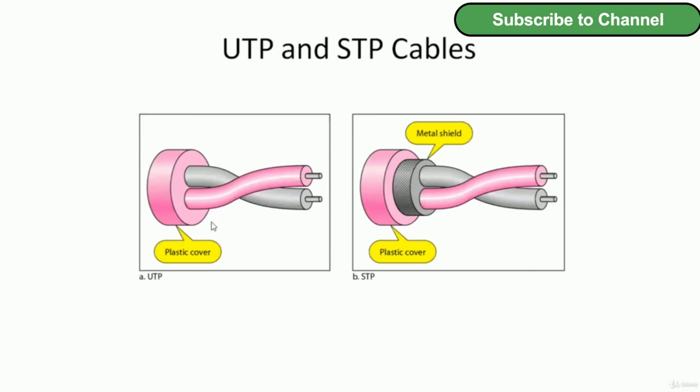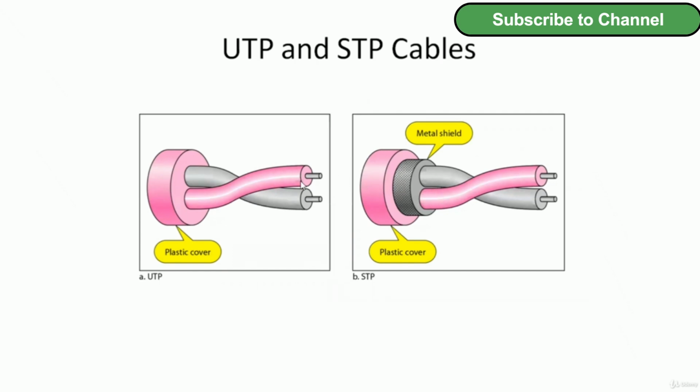You can see in this first figure, that is the unshielded twisted pair cable. In between is the conductor, then after that the insulator is there, and again on the upper side a plastic cover is there. The next one is the STP, shielded twisted pair cable. Again, the main conductor is inside. After that, the insulation is there, and then a metal shield is used for shielding purposes, that prevents the introduction of noise.